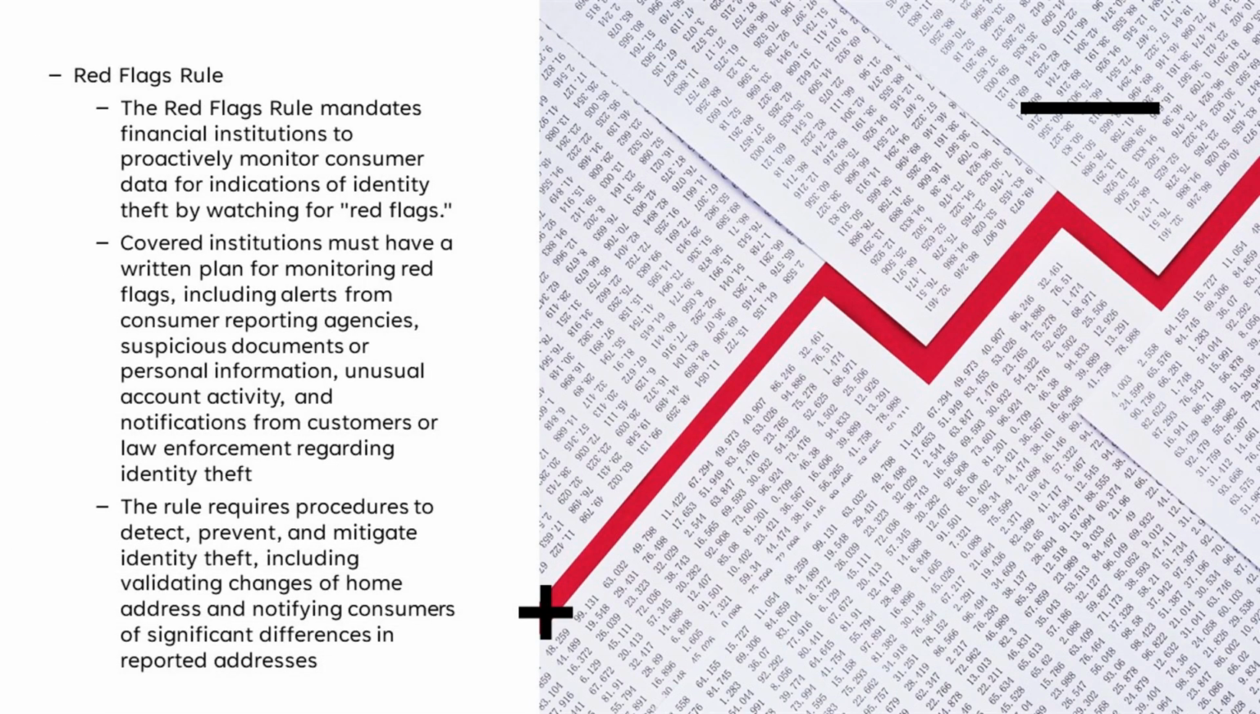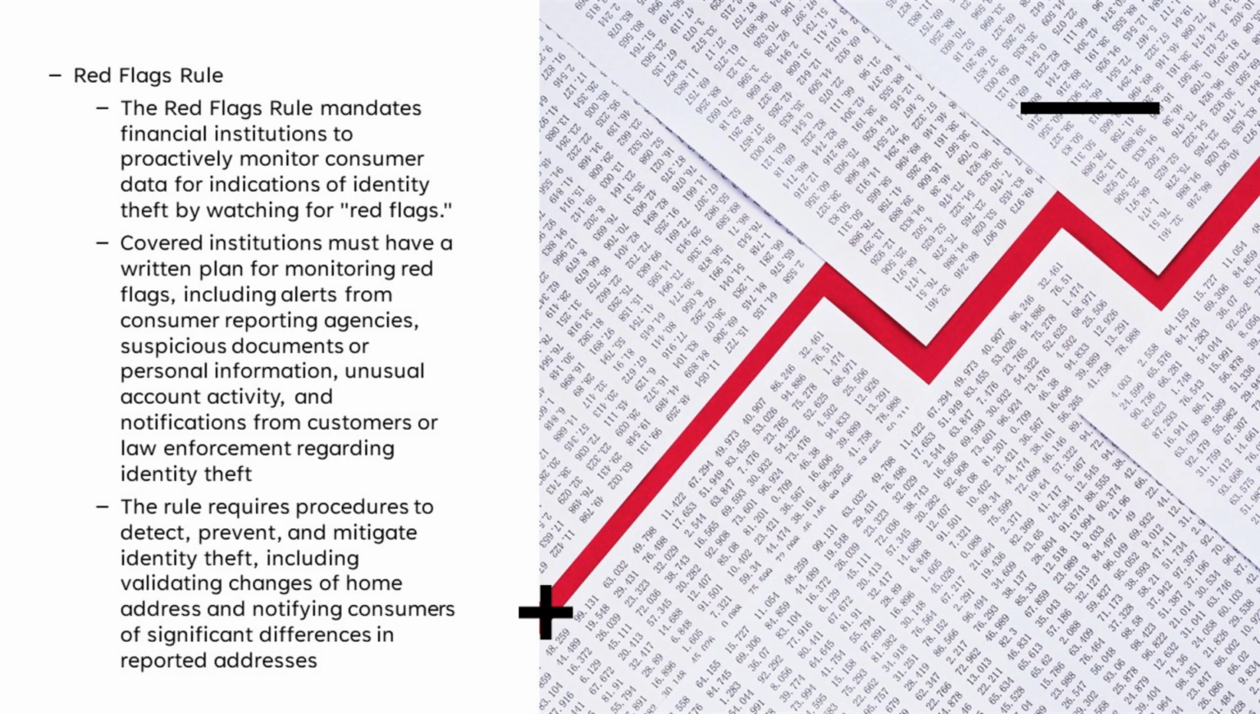Red Flags Rule. The Red Flags Rule requires financial institutions to proactively monitor consumer data for signs of identity theft by identifying red flags. Covered institutions must have a written plan for detecting red flags, including alerts from consumer reporting agencies, suspicious documents or personal information, unusual account activity, and notifications from customers or law enforcement regarding identity theft.